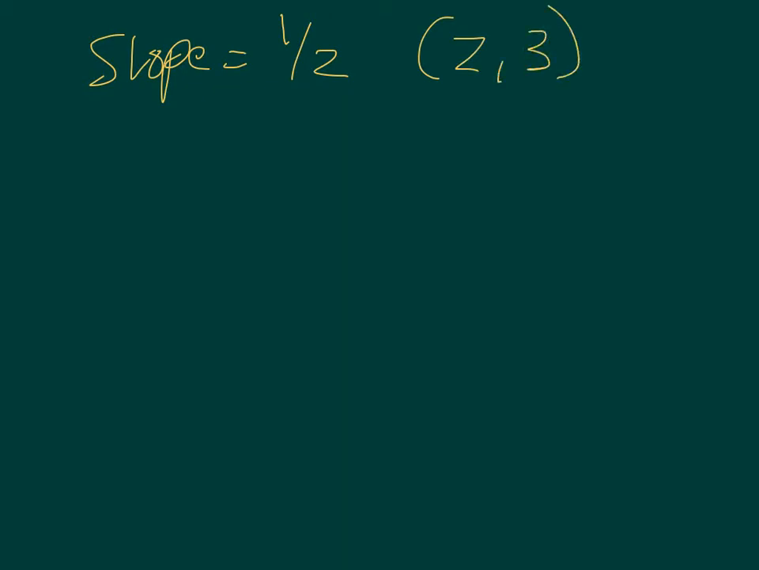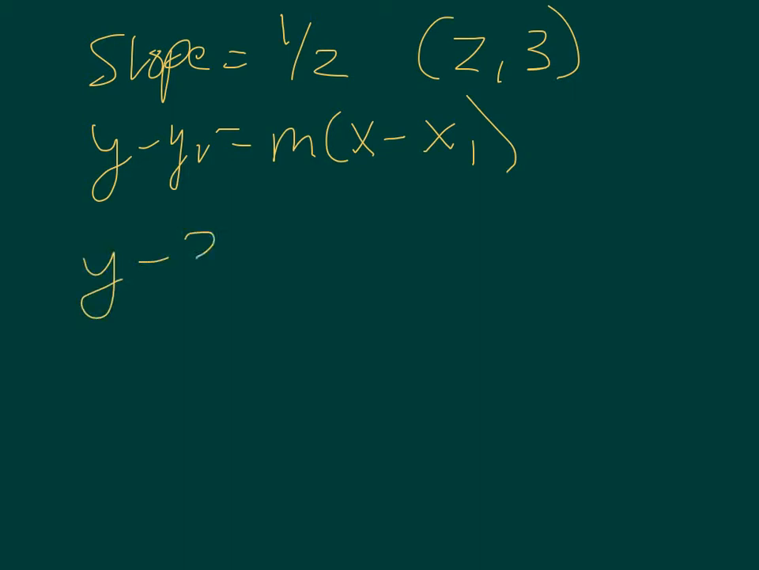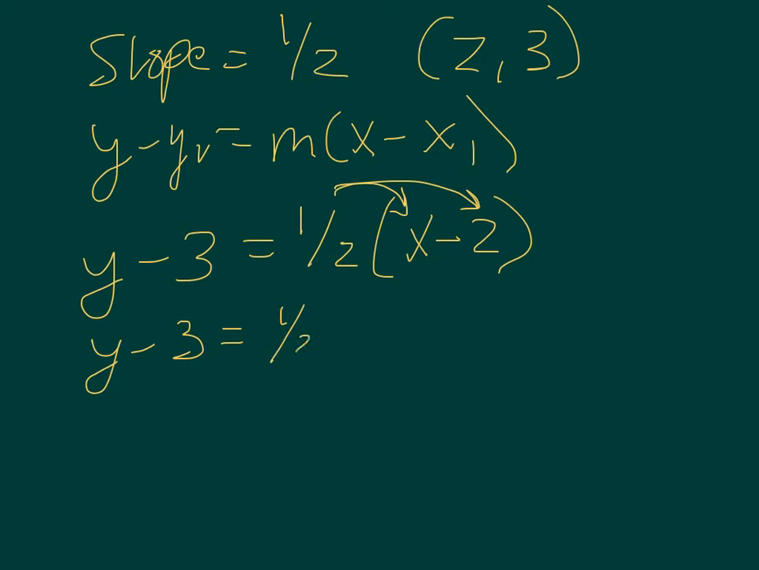Quick, here we go. Slope equals 1/2. The point is 2, 3. So again, same formula, y minus y1 equals m times x minus x1. Plug and chug, y minus 3 equals the slope times x minus 2. Distributive property, y minus 3 equals 1/2 x minus 1/2 times 2.